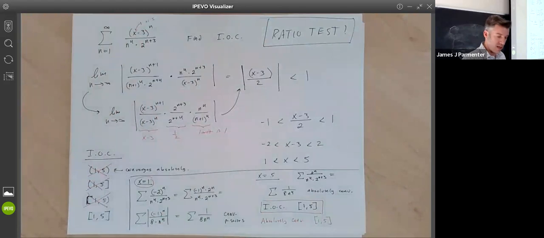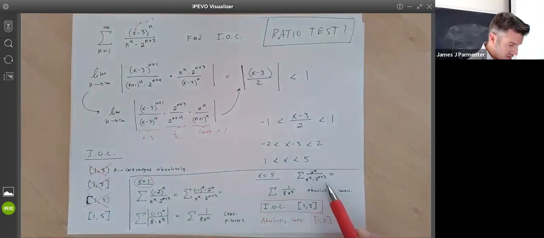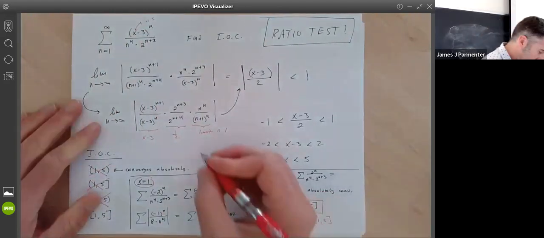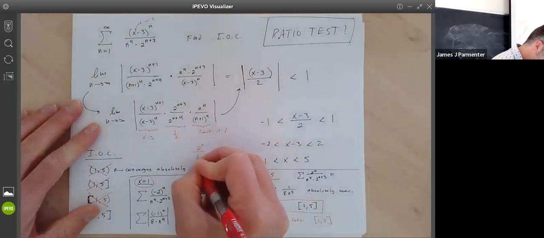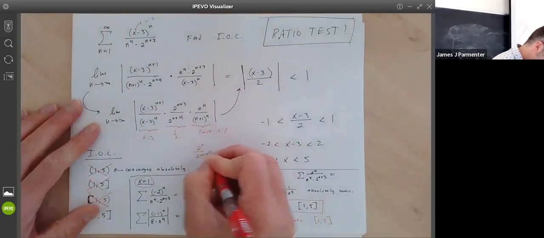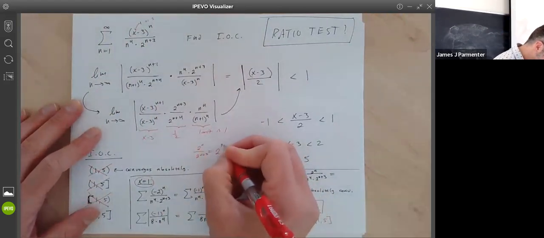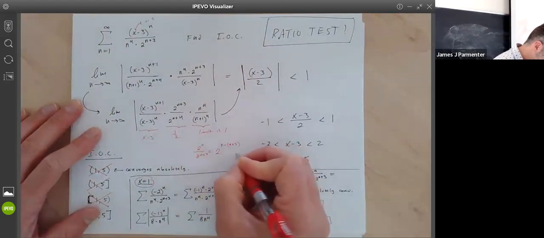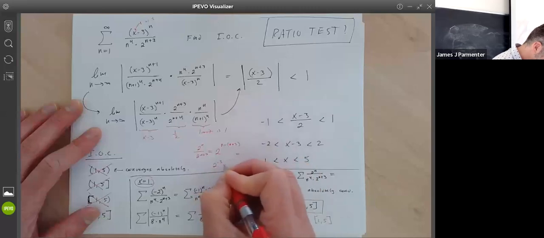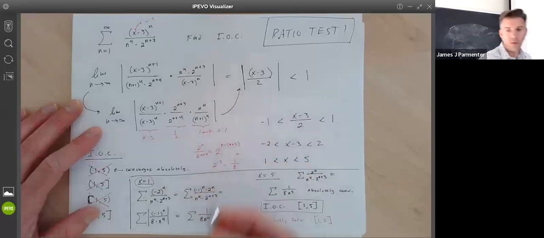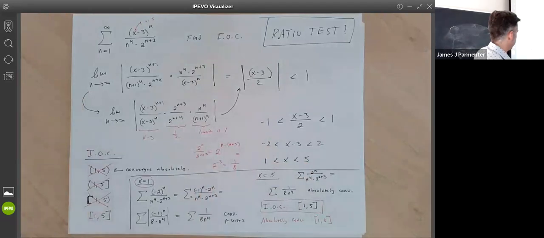The way I got the 8 in the denominator was 2 to the n over 2 to the n plus 3. You can think of that as 2 to the n minus (n plus 3), which is then 2 to the -3rd, which is 1 over 2 to the 3rd, which is 1 over 8. That's how we're getting that.